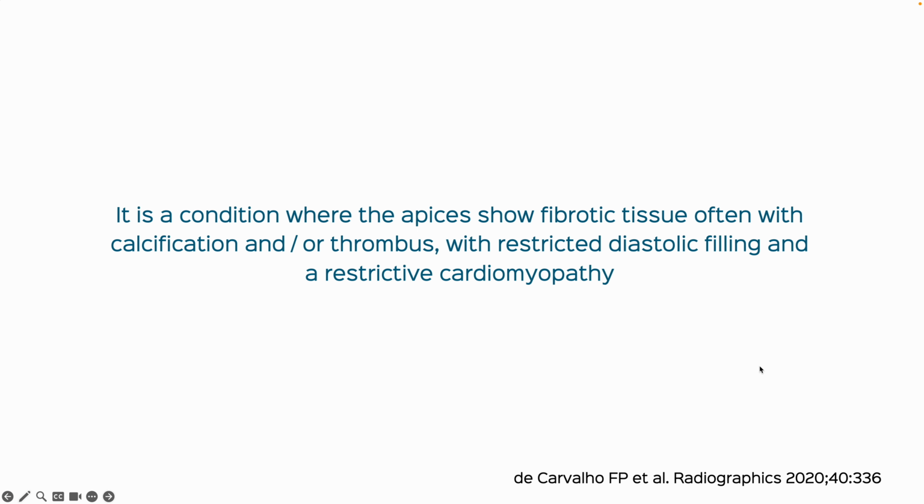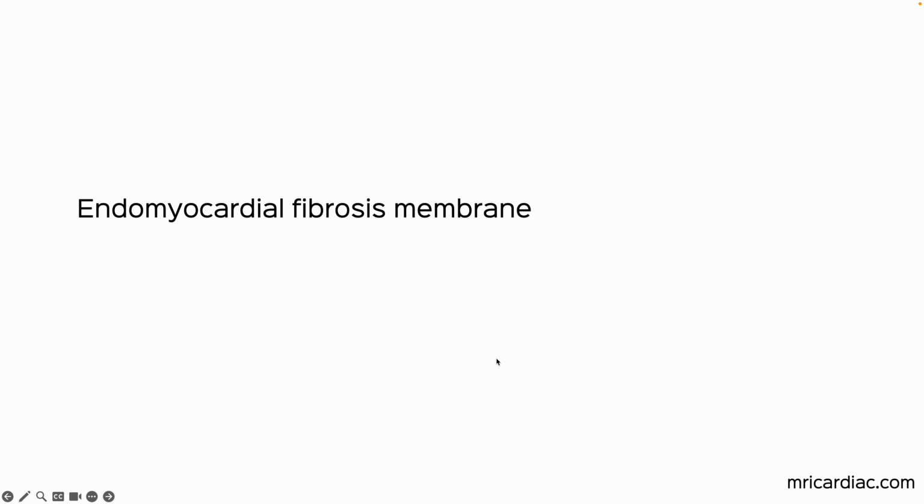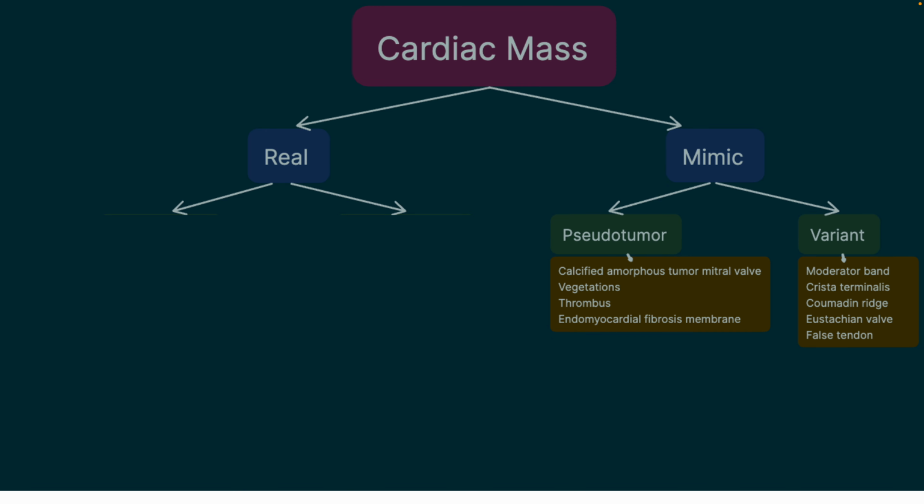Endomyocardial fibrosis is a condition where the apices show fibrotic tissue, often with calcification and or thrombus, and then you have restricted diastolic filling and a restrictive cardiomyopathy. And so the fourth pseudotumor is endomyocardial fibrosis membrane, and so that finishes off the mimics part.